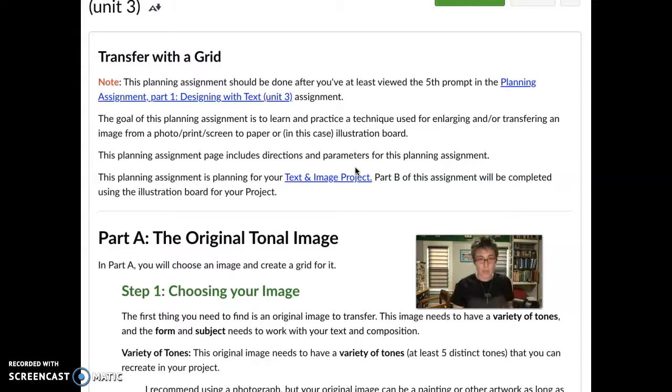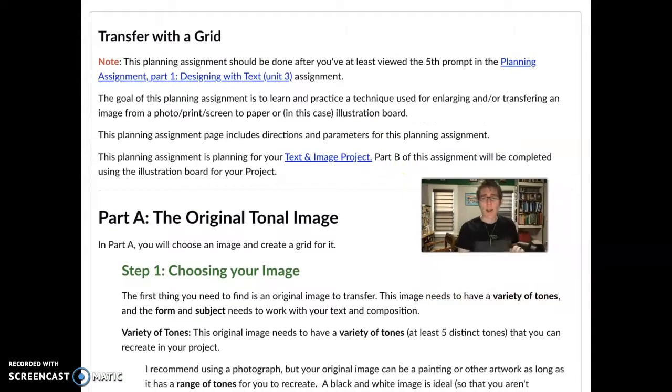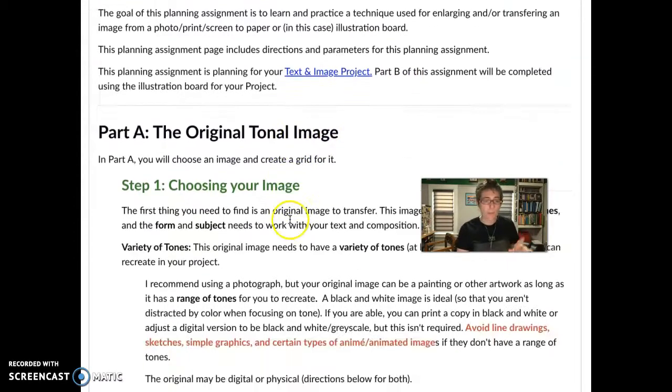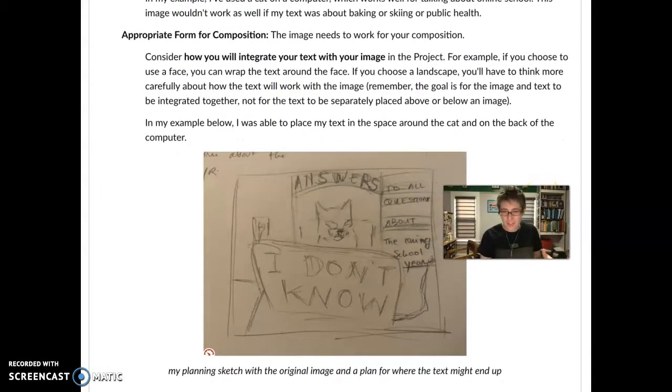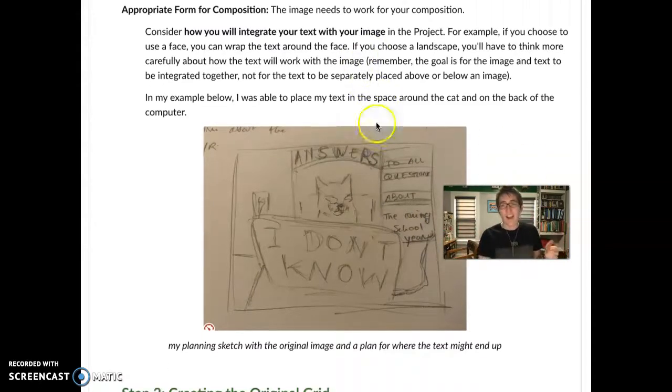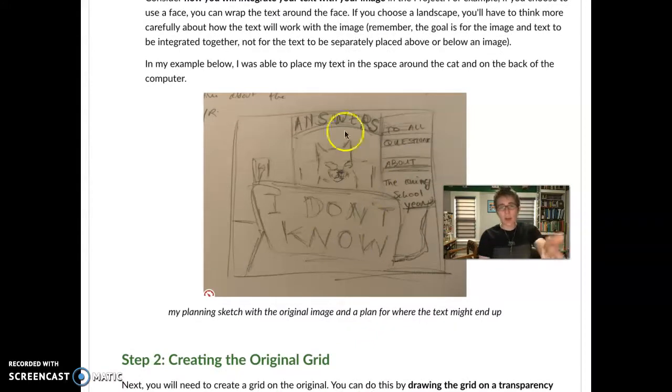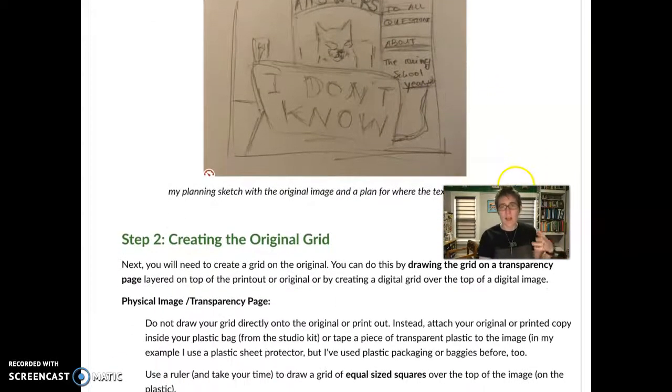They integrate. So for this one, I've got videos I think below, but you're going to choose your tonal image. I'm happy to check them ahead of time if you want me to. You're going to make sure that the image kind of works with your text. So, if you're writing a PSA about cats, use a cat, etc. Obviously mine was about the school year, and so there was a computer. The cat's just there for fun. So you can have some fun with it, but it should in some way interact with what you're doing.